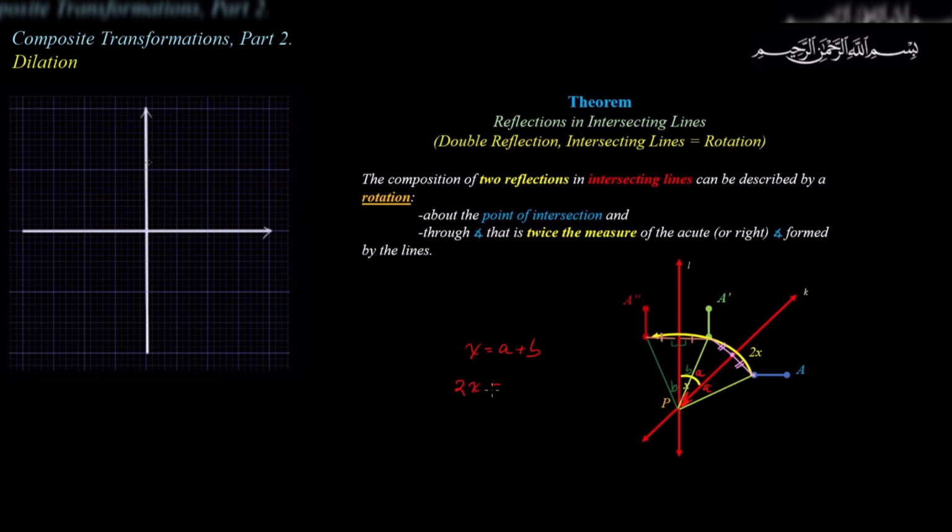So 2x is basically then 2 times a plus b. And you can see there are 2 a's here and 2 b's over there. So the angle of rotation is twice as x. So I just wanted us to have a working intuitive understanding for why these theorems work.